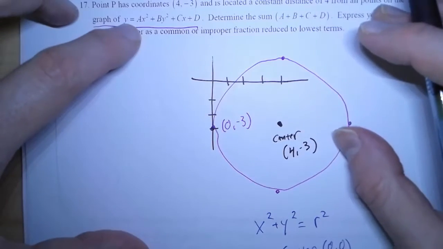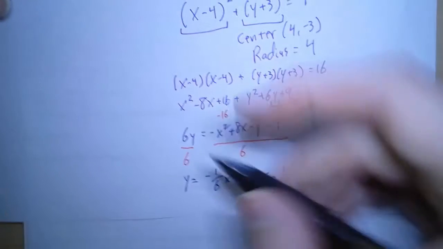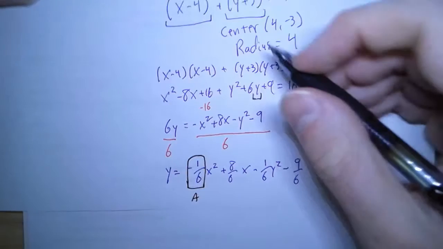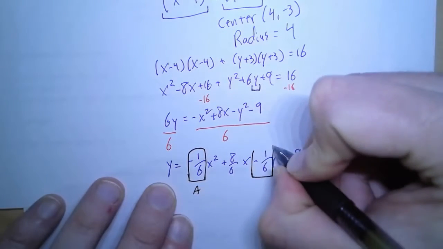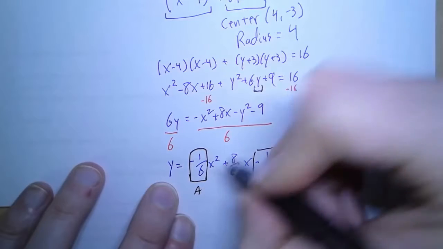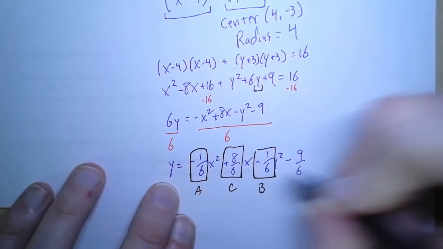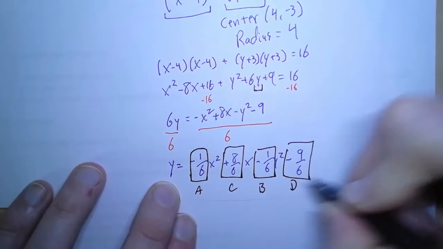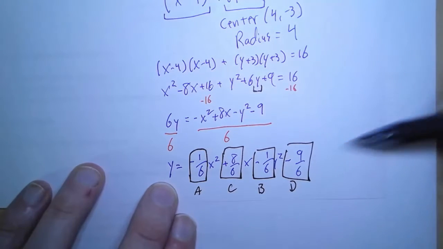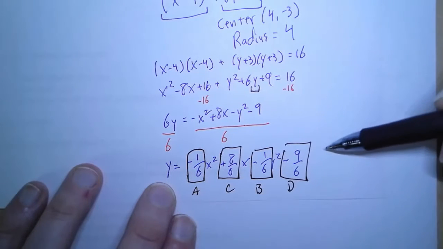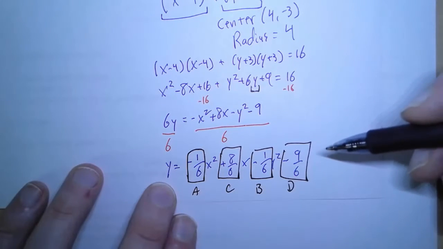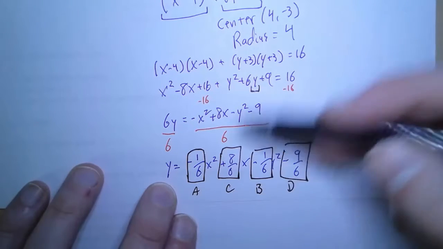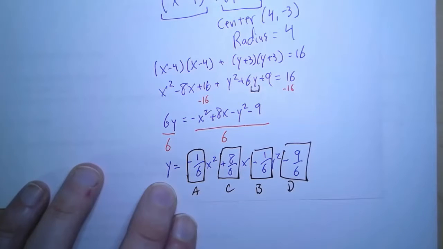Now a is the number in front of x squared. So this right here is a. The number in front of y squared is b. So that number is b. The number in front of x is c. And the number that has neither x nor y is d. And so what we have to do is determine the sum. Now I left these fractions with the same denominator because I knew that I would have to find the sum, and it would just make an extra step in unreducing if I reduced them earlier.